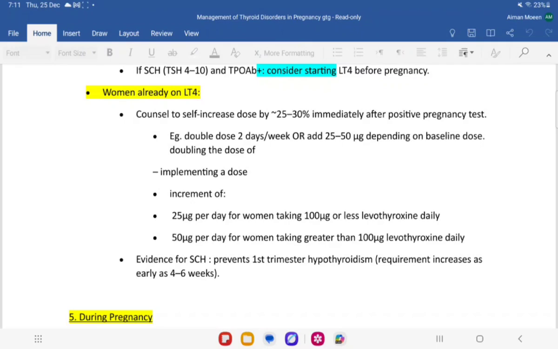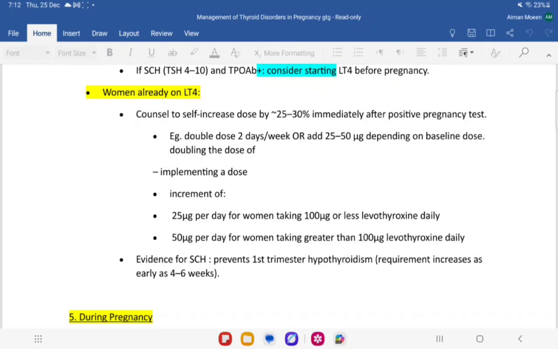The third option is that if the woman is already diagnosed before the pregnancy and is on levothyroxine, whether she is subclinical or overt hypothyroidism, then you need to increase the levothyroxine dose as soon as she is pregnant by 25 to 30%. How can you do this? Either you double the dose of levothyroxine on 2 days per week.